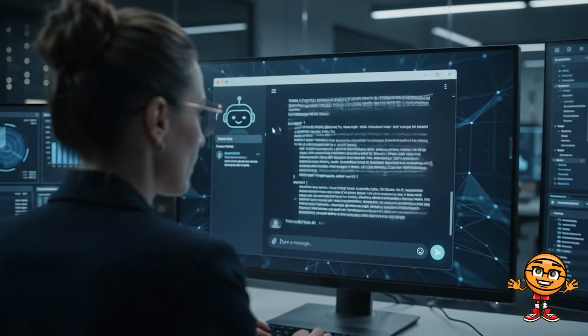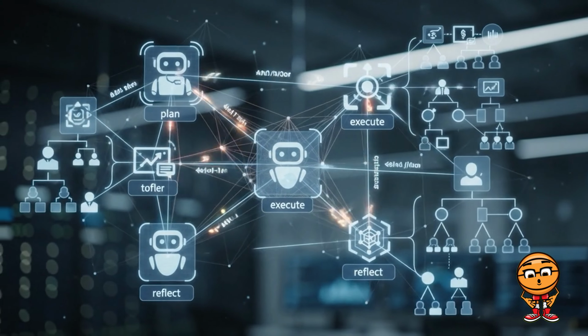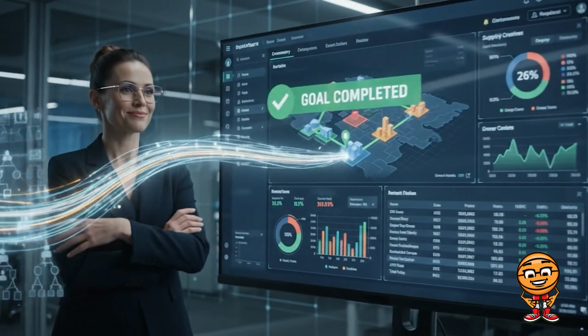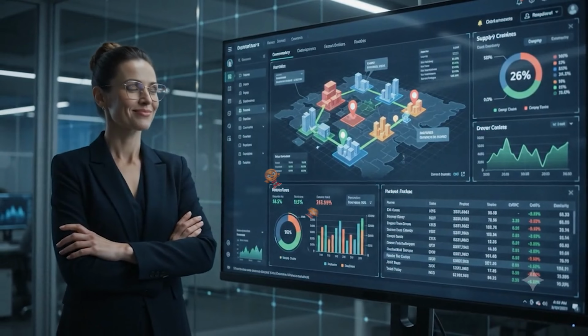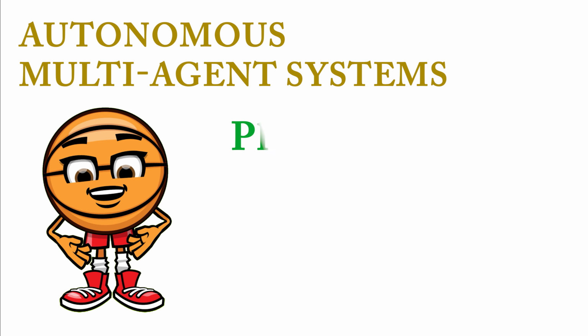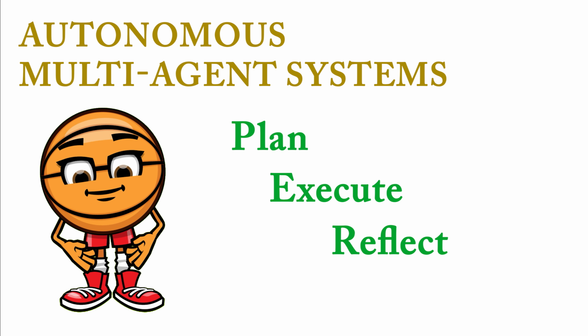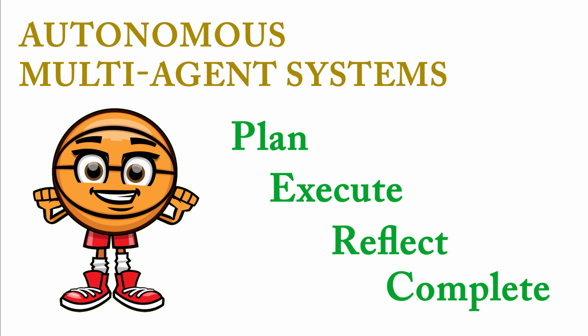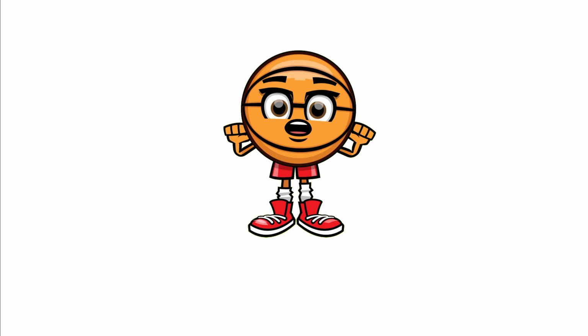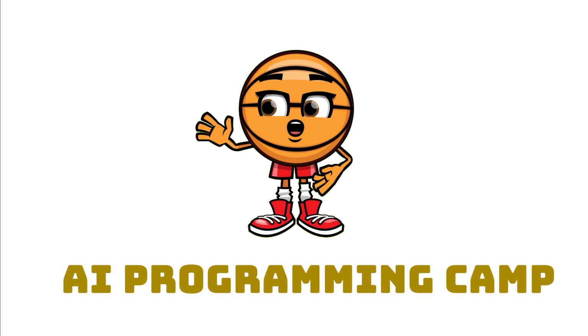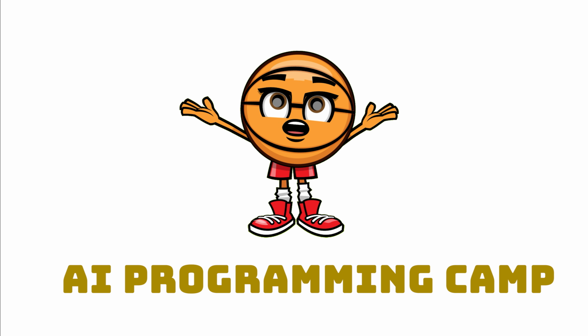We are witnessing a fundamental leap in technology. Generative AI changed how we produce information, but agentic AI is changing how operational work gets done. We are moving from chatbots that answer questions to autonomous multi-agent systems that plan, execute, reflect, and complete complex enterprise goals. What is the very first task or workflow you would gladly hand off to an AI agent if you knew it would execute it perfectly?